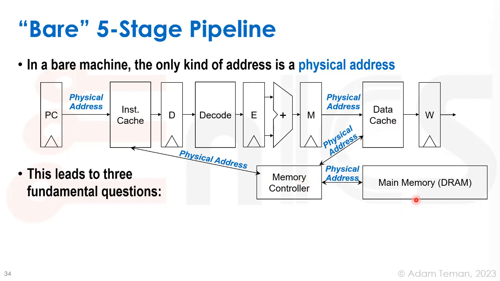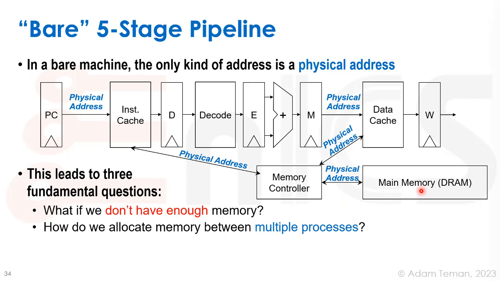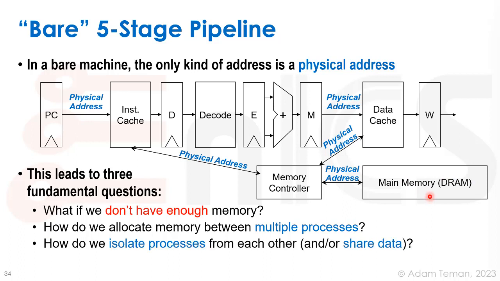So this leads to three fundamental questions. First of all, what if we don't have enough memory? Remember, we have 2 to the 32 addresses, or maybe 2 to the 64 addresses or something like that. So maybe we don't have enough main memory over here. The second thing is, how do we allocate memory between multiple processes? Because remember, we wanted our processes to have the full 2 to the 32 addresses. What do we do if we want to run multiple processes, and we're really not going to have enough main memory?